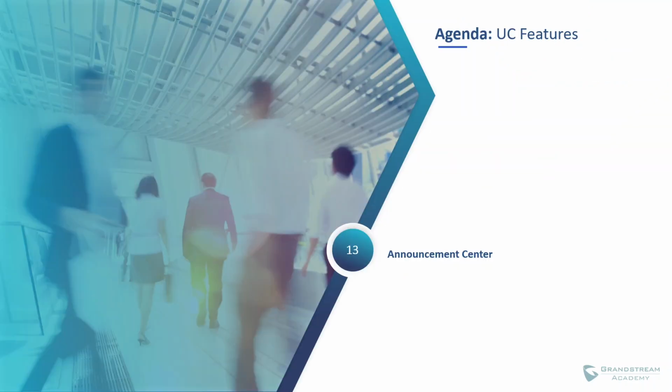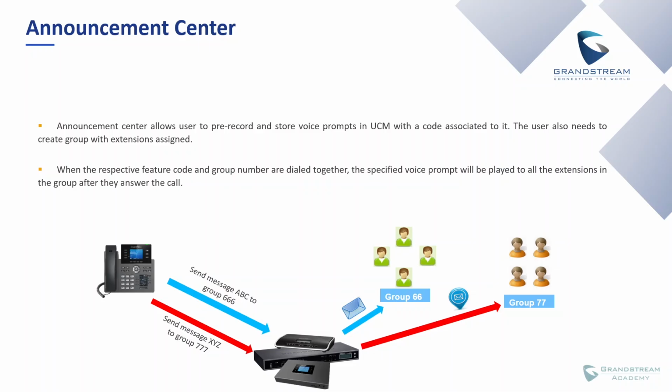And next we have the Announcement Center. Announcement Center allows users to record and store voice messages in the UCM 6000 with a specified code. And the user can also create groups with specified extensions. When the code and the group number are dialed together, the specified voice message is sent to all the group members and only extensions in the group will hear the voice message.